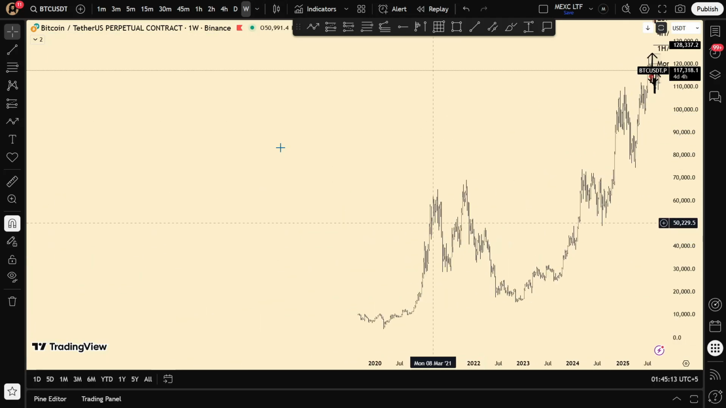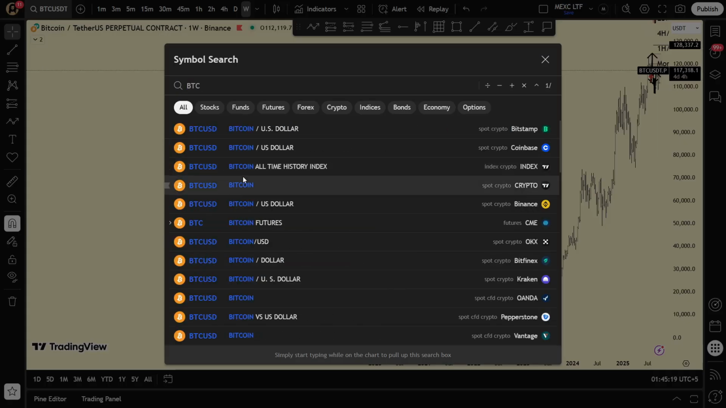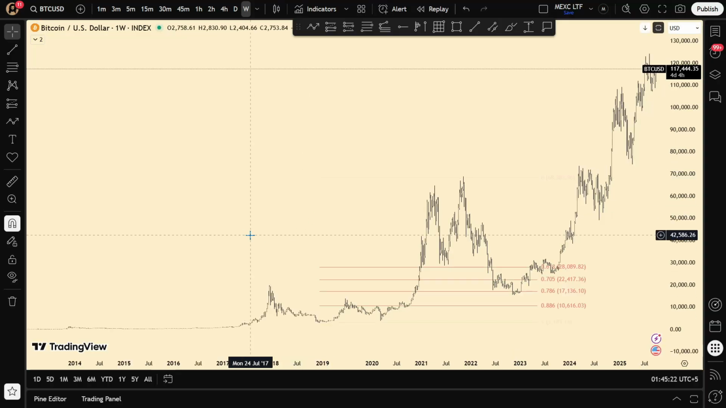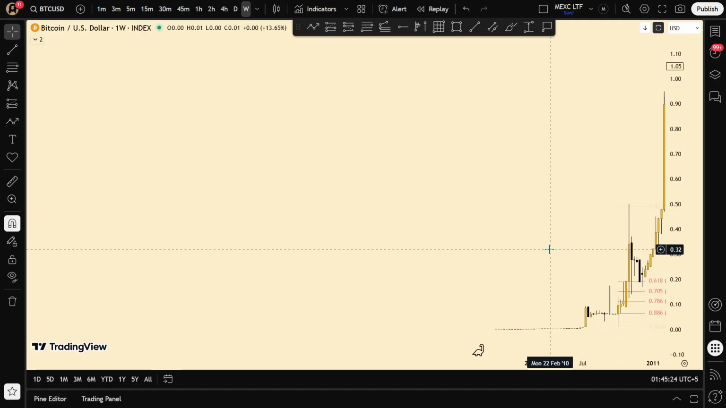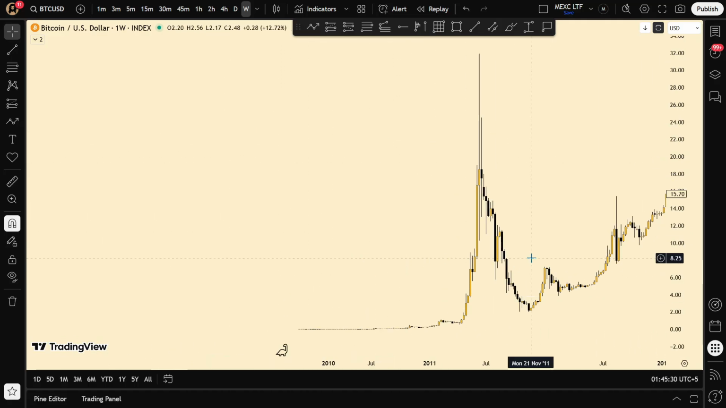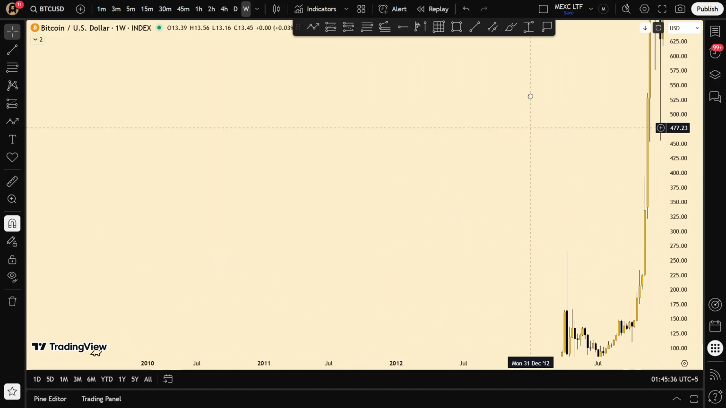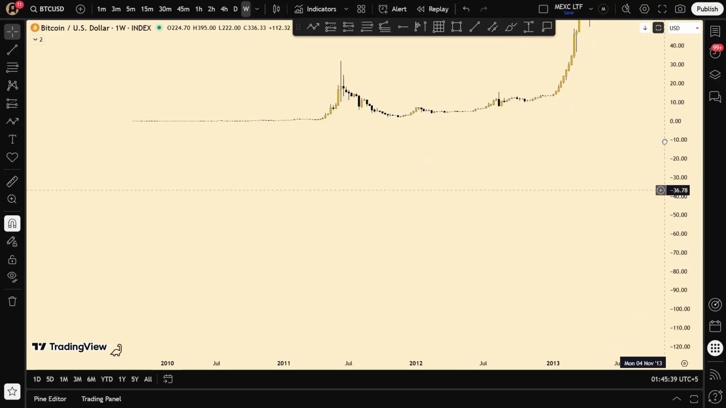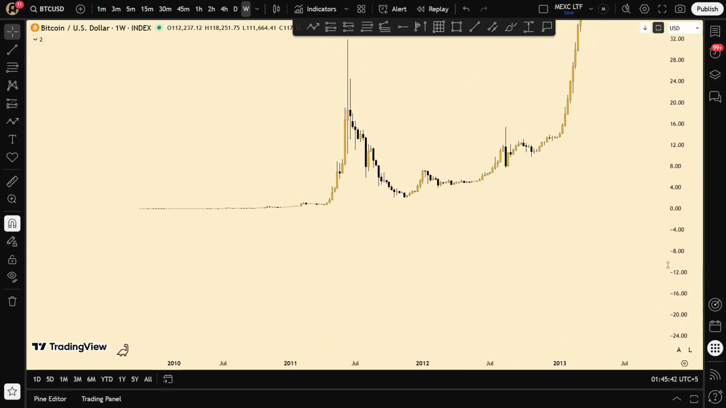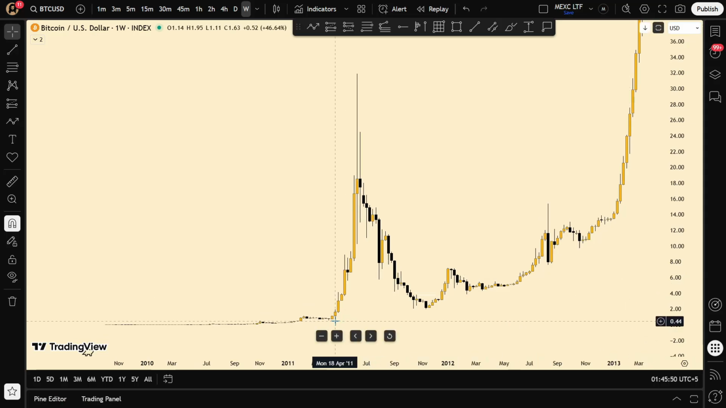Actually, let me zoom out and go to BTC, the index of Bitcoin, all-time history index. It has everything on Bitcoin. Now, you might see that I have some things over here that are already marked from my previous teachings, but I'll take you through the whole example again. So this is the first Bitcoin cycle, the first one. This is also a cycle, but let's just start from here.